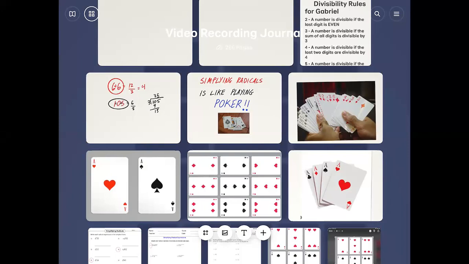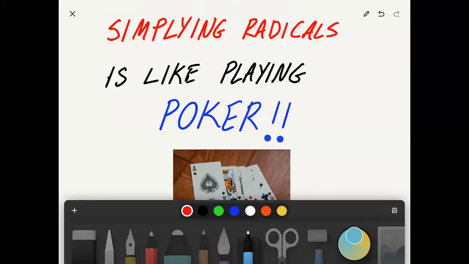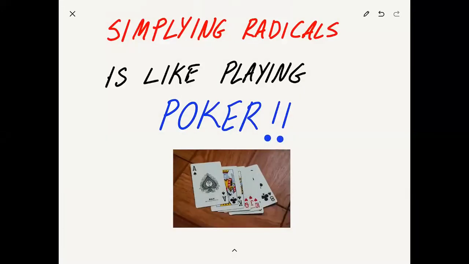Now, what I'm going to use is the idea of playing cards, in particular playing poker. We're going to use a concept from poker in order to simplify. Even though you may not have played poker, in fact, I have never played poker, but I do know a little bit about poker and about hands. So let me jump into it, and hopefully this will be easy to follow and understand.